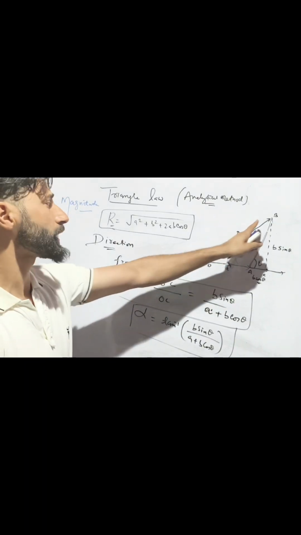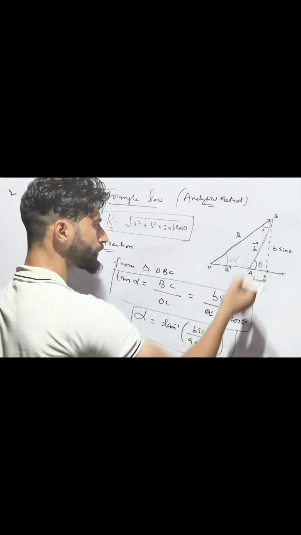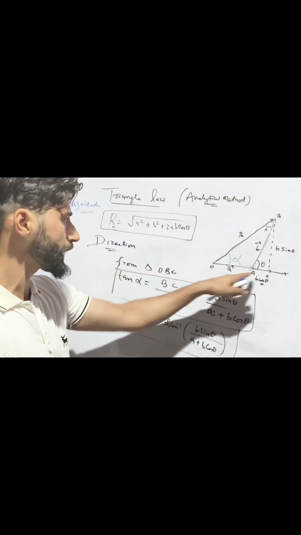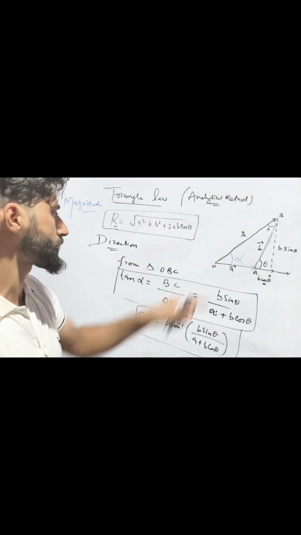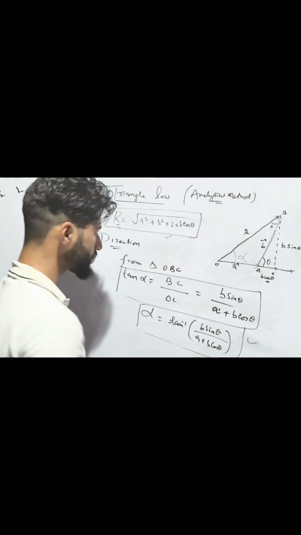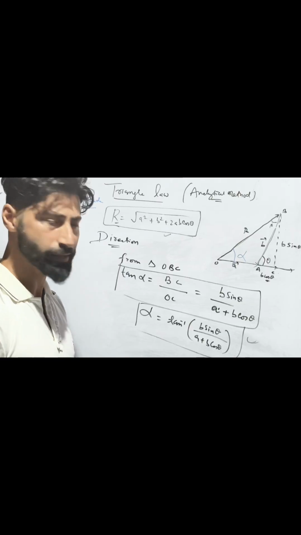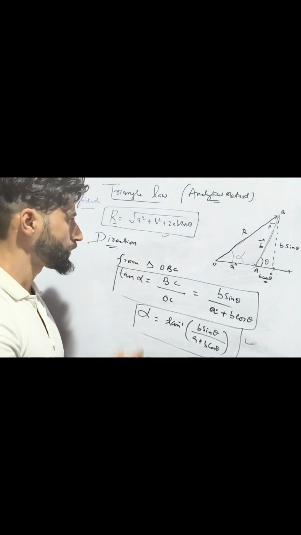Or I can similarly find other angles. Suppose it makes angle beta with vector B, I can find beta from the triangle. So easily I can find the direction of this resultant R. So we got the magnitude and the direction. This is the analytical method of the triangle law. In the next video, I'll be dealing with the special cases, and we'll go further on.